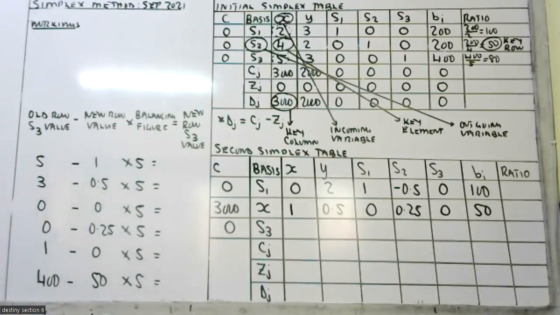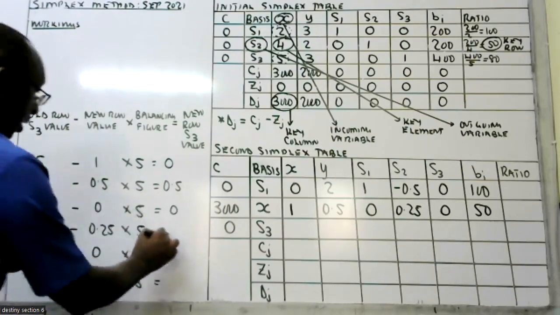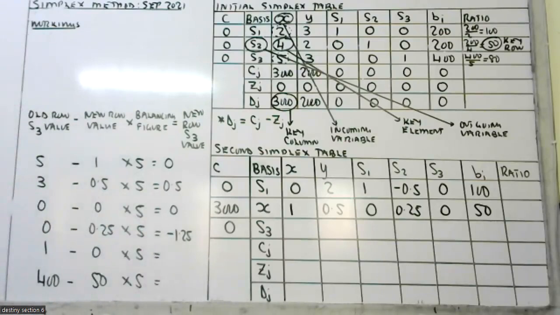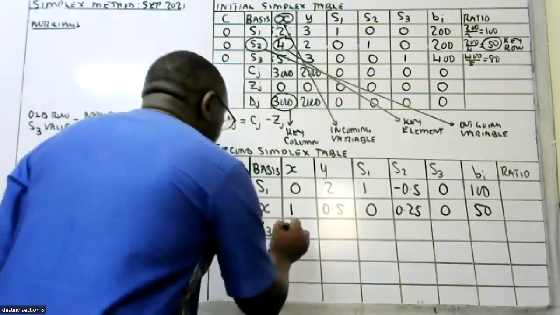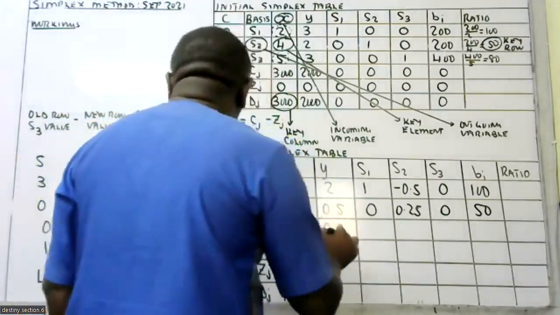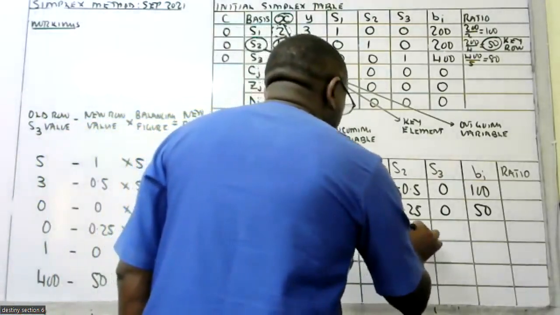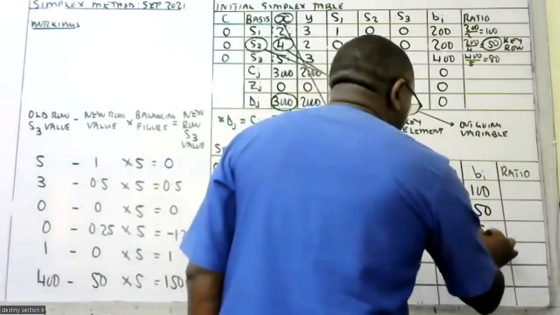So if I start working, 5 minus 1 times 5, 0. 3 minus 0.5 times 5 is 0.5. 0 minus 0 times 5 is 0. 0 minus 0.25 times 5 is negative 1.25. 1 minus 0 times 5 is 1. 400 minus 50 times 5 is 150. So those values, we record them here. 0, 0.5, 0, negative 1.25, 1, and 150.